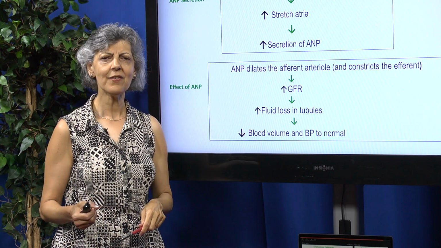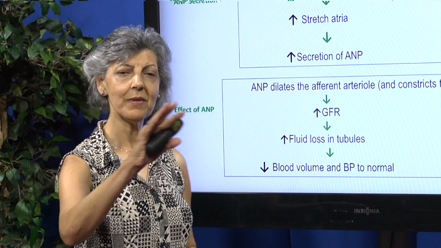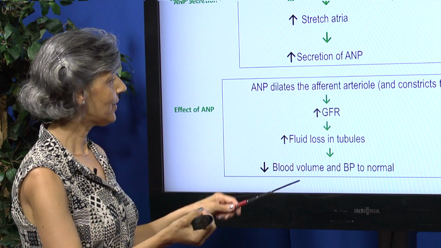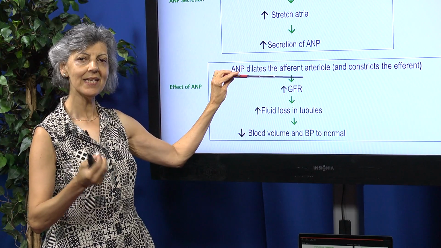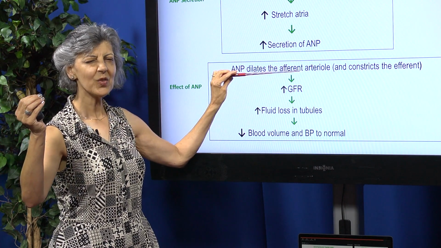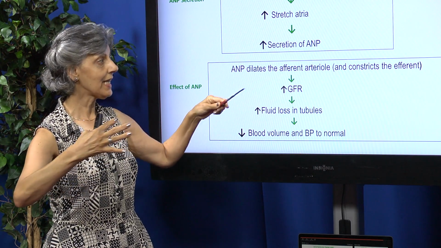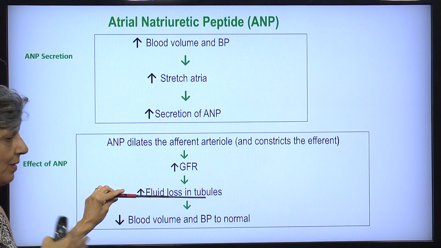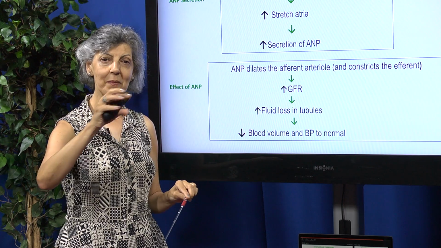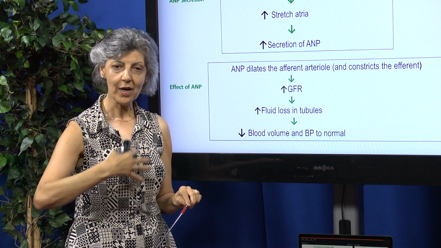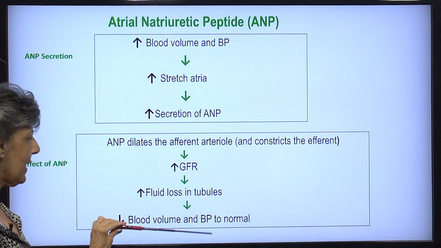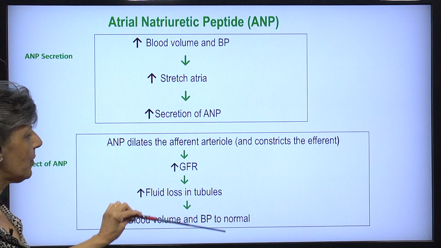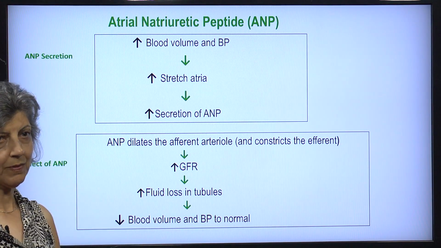What is the effect of the ANP? ANP is going to be carried from the atria, go to the kidneys, is going to go to the afferent arteriole, and this is what it's going to do. It's going to dilate the afferent arteriole, constrict the efferent a little. If we dilate the afferent, there's more flow, increased glomerular filtration. We are moving fluid out of the blood into the tubules. We are losing this fluid, and there is decreased blood volume and blood pressure back to the norm. Remember, we want to bring things always back to the normal.